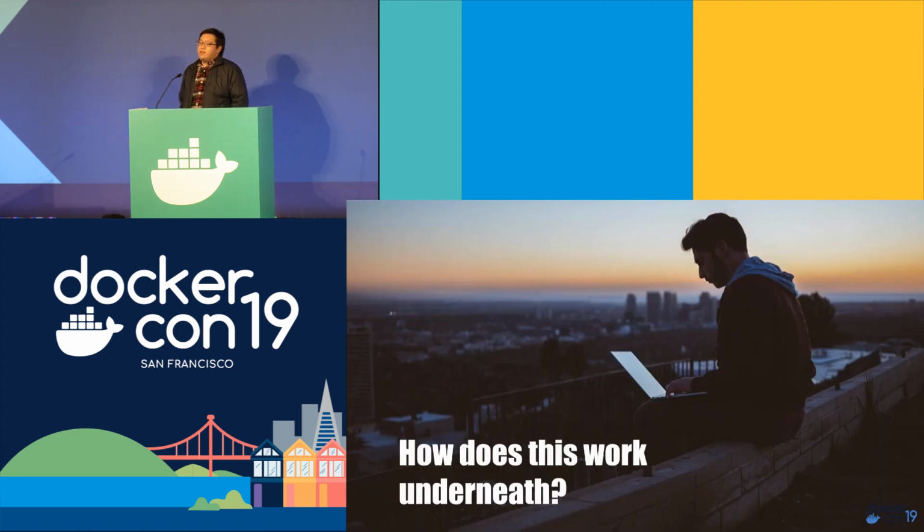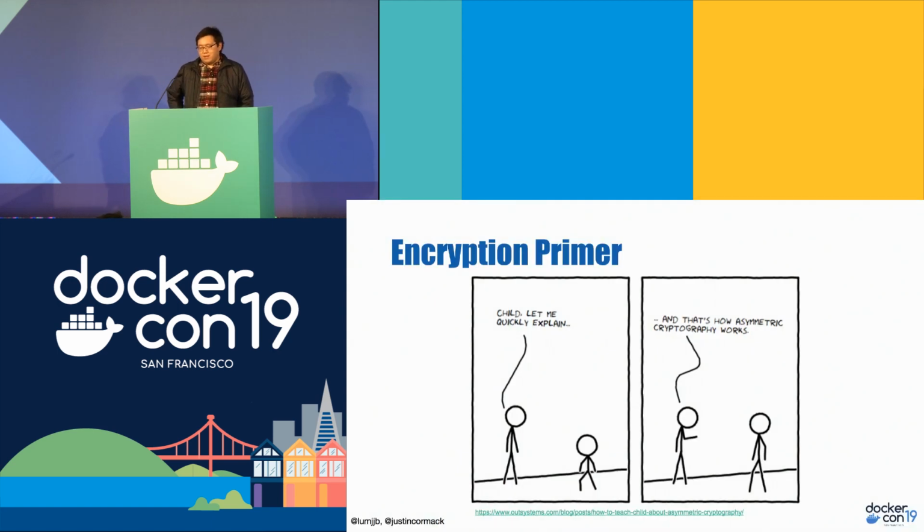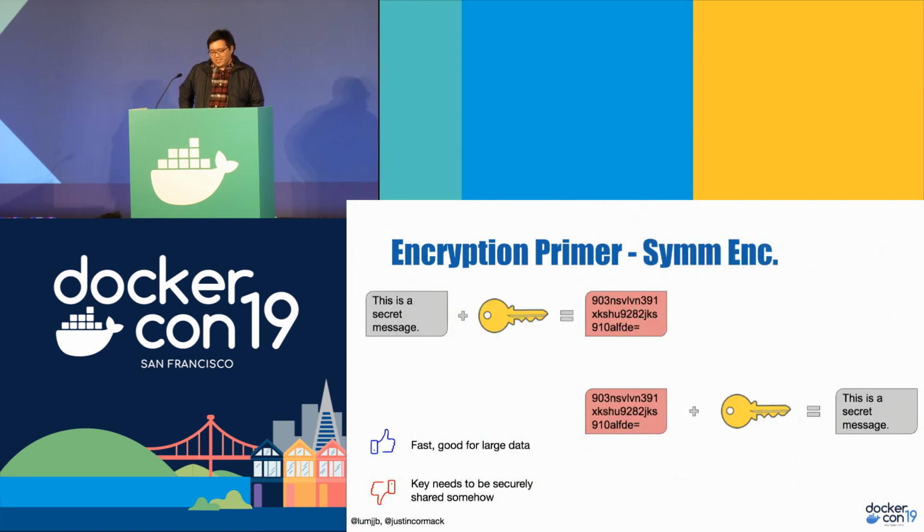All right, so how does this work underneath? Let's get into some details. But before that, let's go through a really quick encryption primer, so we know what the tools are to build this. Unfortunately, it won't take long like the image seems to suggest. So let's just get started. There are two types of encryption that are important here: symmetric encryption and asymmetric encryption. I'm going to go really quick.